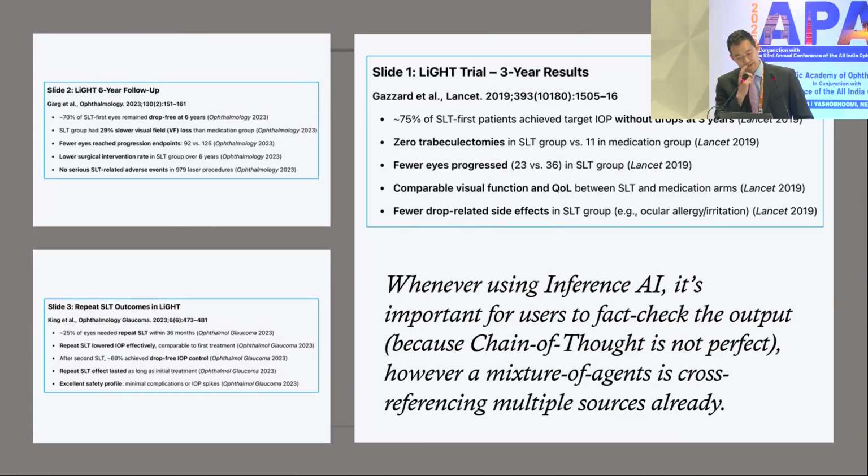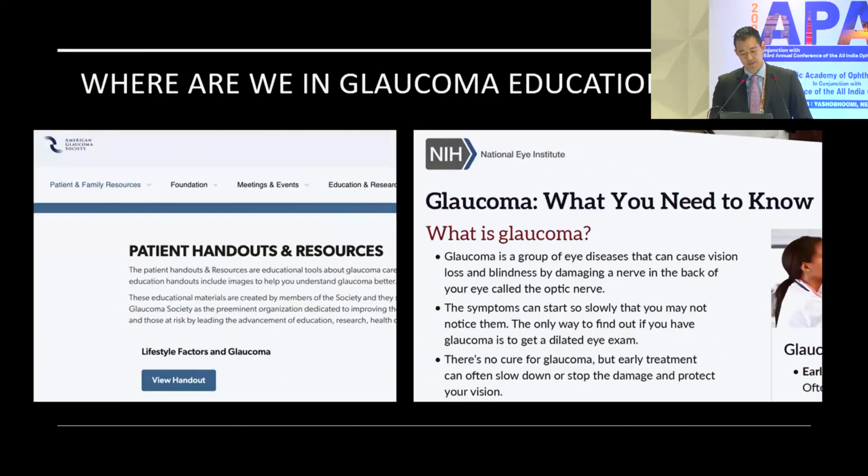So whenever using inference AI, you really have to fact check the output, because chain of thought is not perfect, but that's why when experts use the AI, it really empowers them. But when a novice uses the AI, they have no idea how to check what the output is. So that's really key: you already have to be good at what you do, and then you use this to make yourself better. And the mixture of agents is basically cross-referencing multiple sources, helping to reduce simple errors.